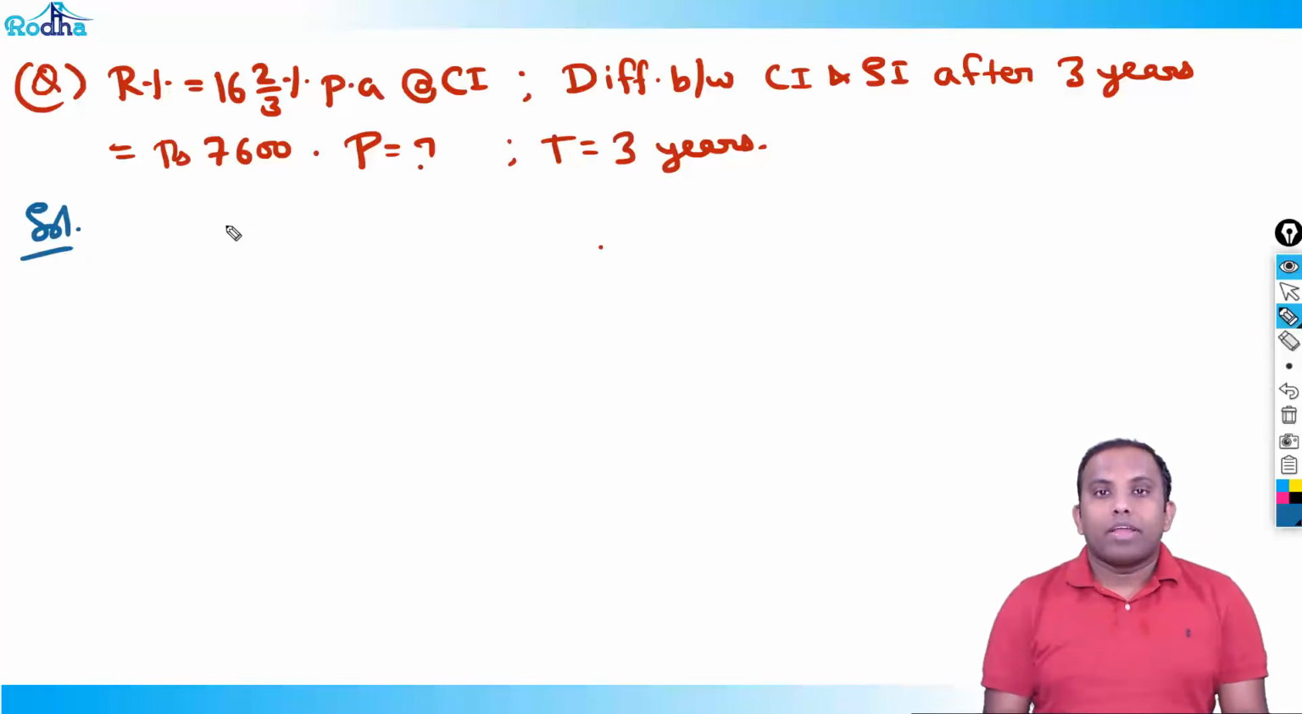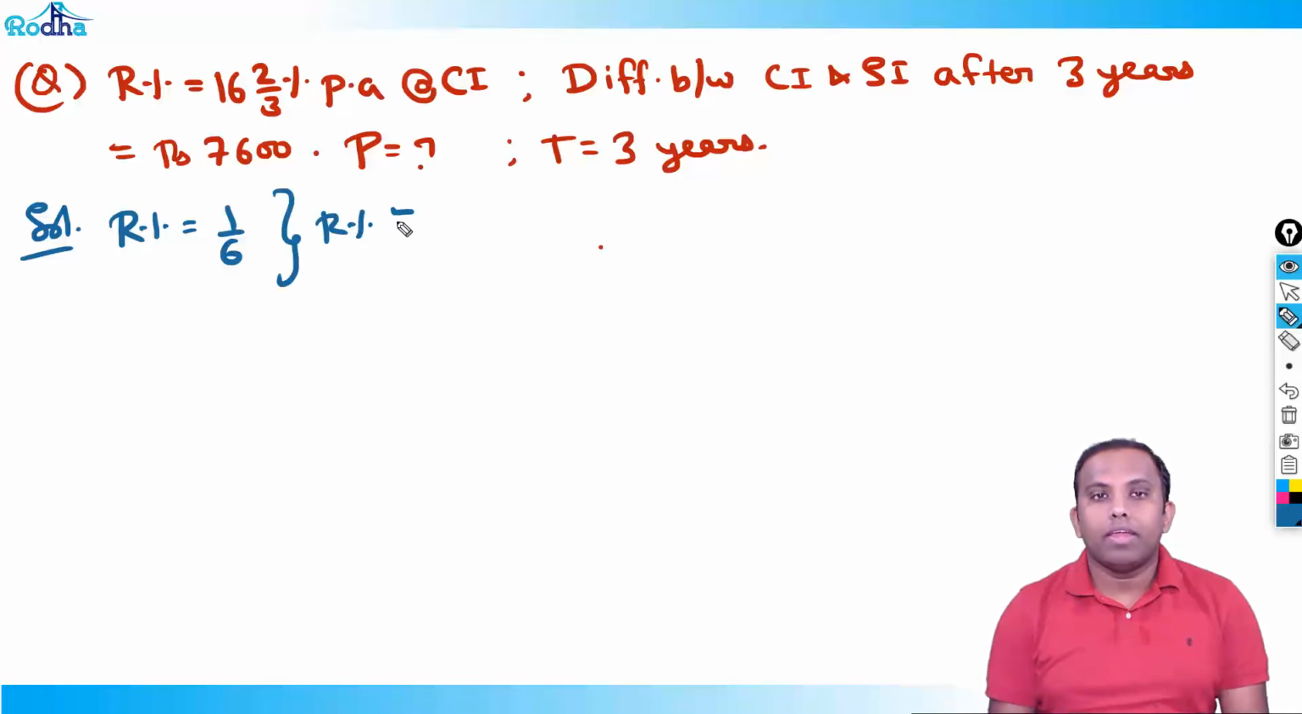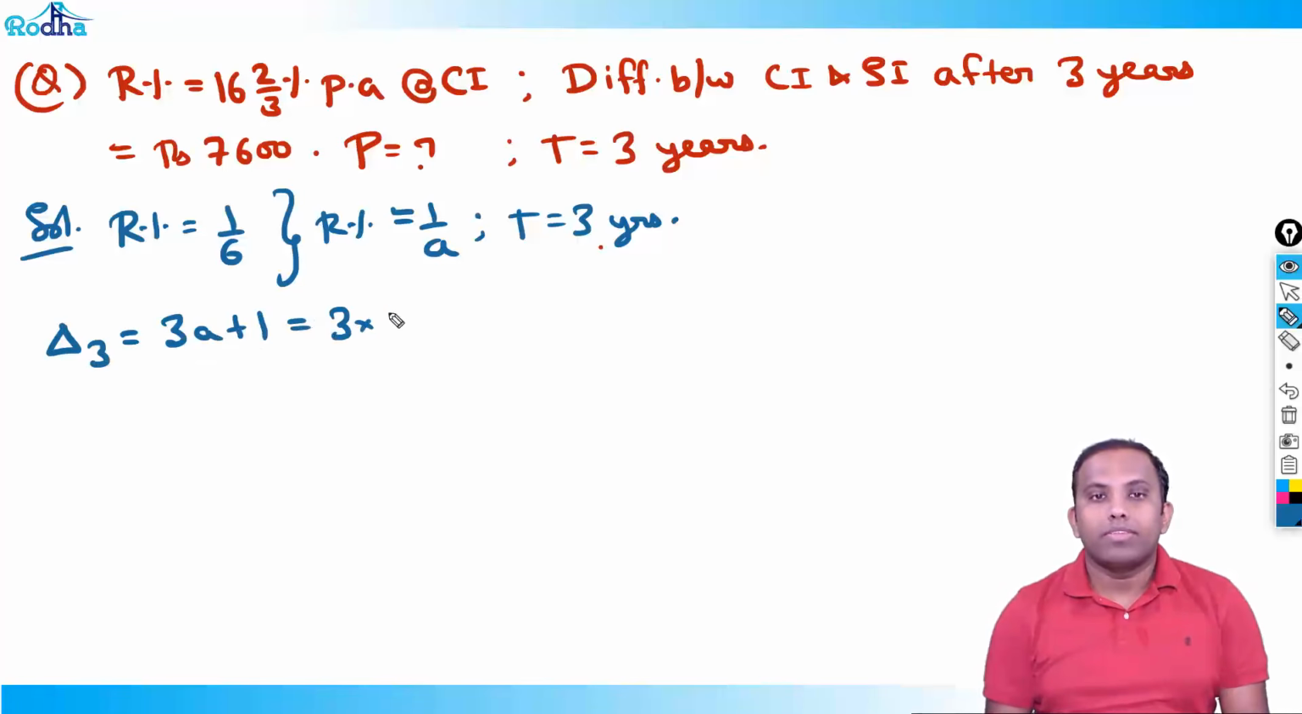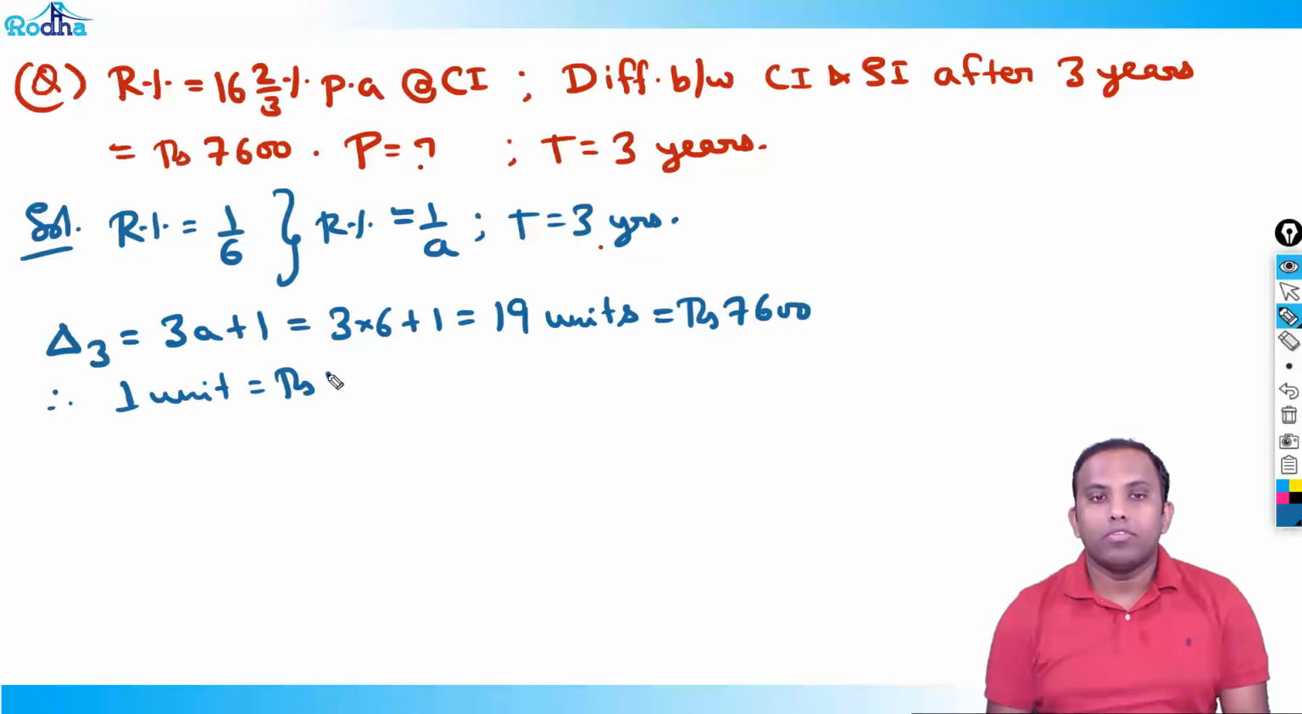Okay, so see here again, directly I can do. What is the rate percent? Rate percent is 1 by 6. So I know that if rate percent is 1 by a and the time is 3 years, I can directly write the difference between SI and CI after 3 years is 3a plus 1. That is 3 into 6 plus 1, that is 19 units. And here, those 19 units are equal to rupees 7,600. Therefore, you get the value of 1 unit as rupees 400.